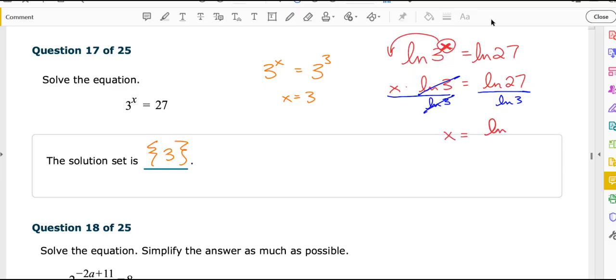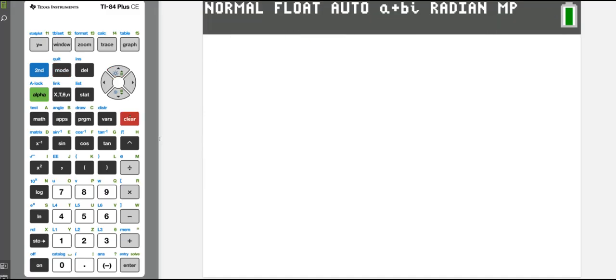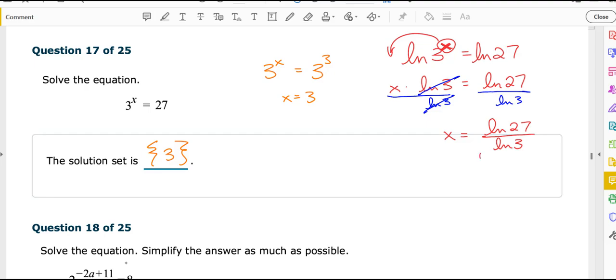If you were to check that on your calculator, ln of 27 divided by ln of 3. Don't forget your parentheses. You get 3. Now, my math lab should accept that as well. I'm not 100% positive, but it should. Sorry, not my math lab, ALEKS. But that's also just the number 3, right? You checked it on your calculator.